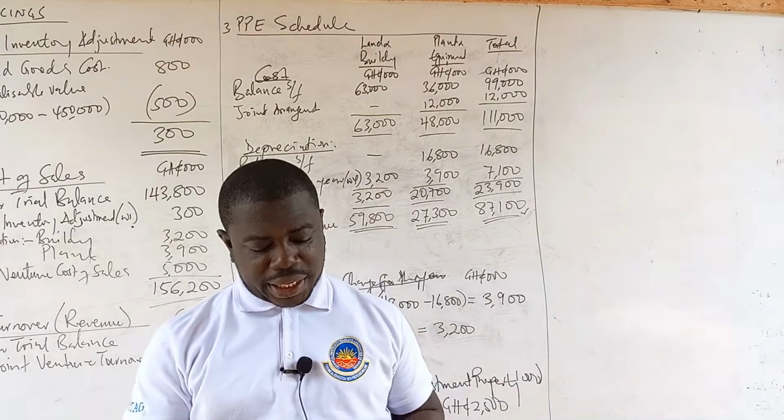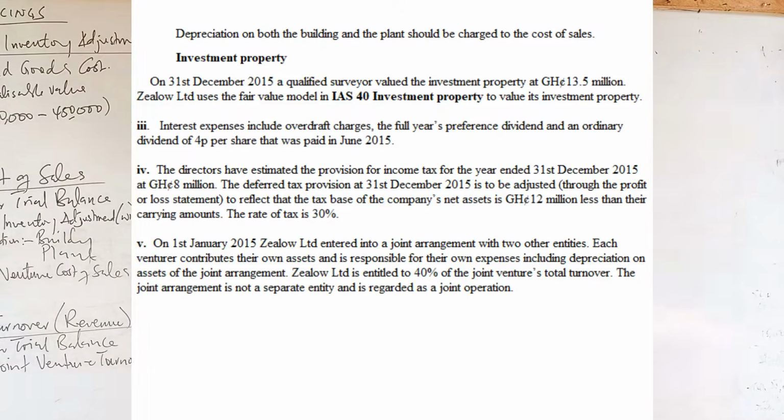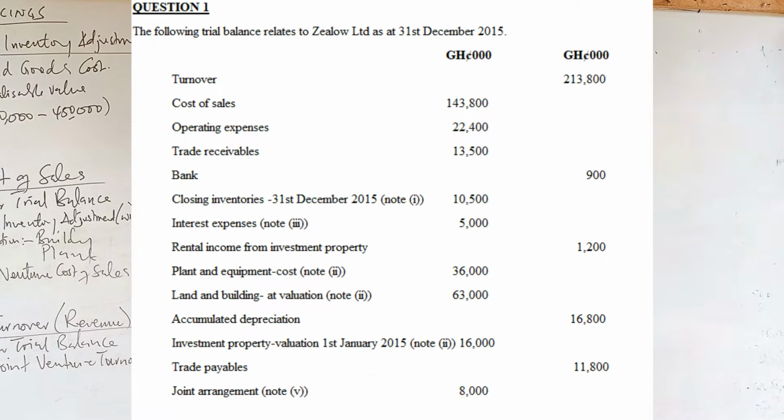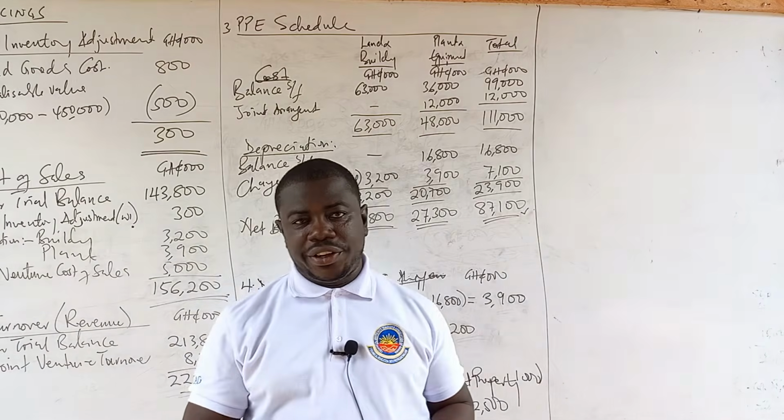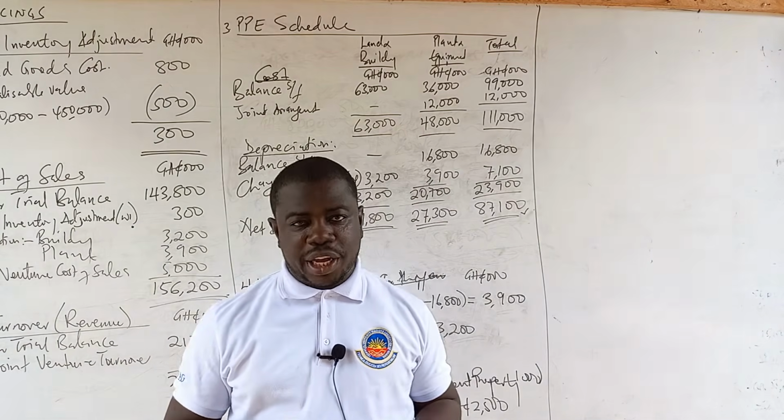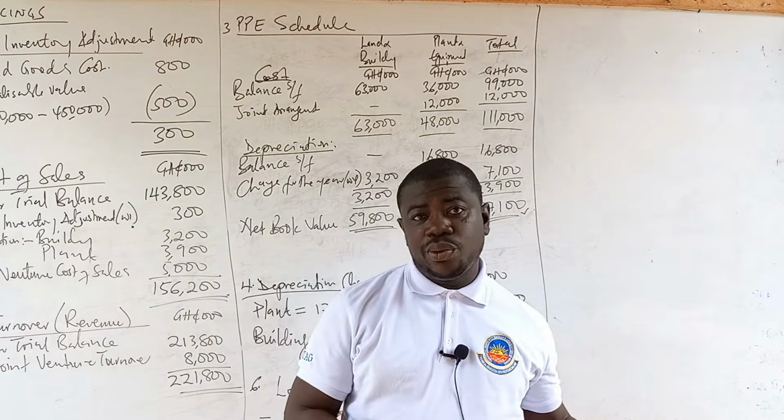Then we move on to the next additional information, which is the third one on interest. We are told that interest expense includes overdraft charges, the full year's preference dividend, and an ordinary dividend of 4 pesos per share. That was paid in June 2015. Now we are told that the interest from the trial balance is 5,000, okay? And we need to take out the ordinary share dividend because ordinary dividend cannot be part of interest expense. That is basically what they want you to know.